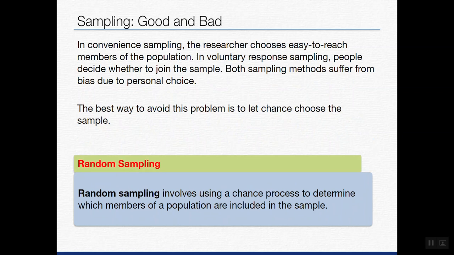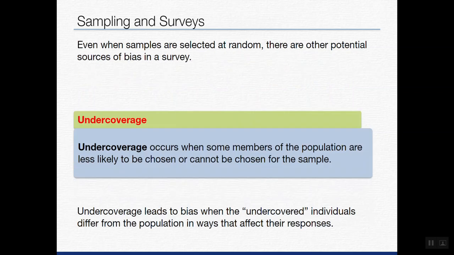Obviously, a random sample is the ideal sampling procedure, but it's not always feasible to get a simple random sample of an entire population, particularly if the population is large. Some different types of bias that we discussed are undercoverage, where some people in the population are less likely to be chosen or cannot be chosen because of the method used.